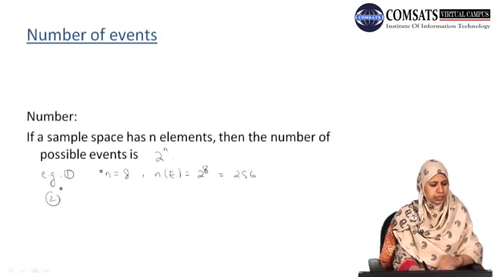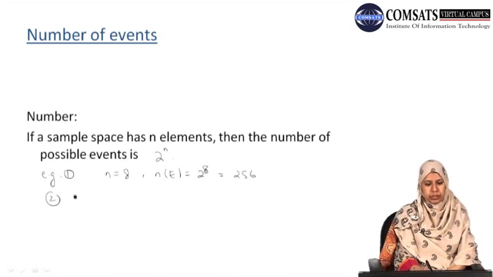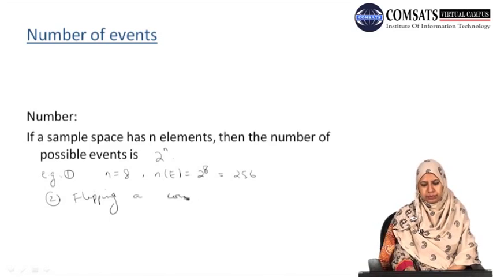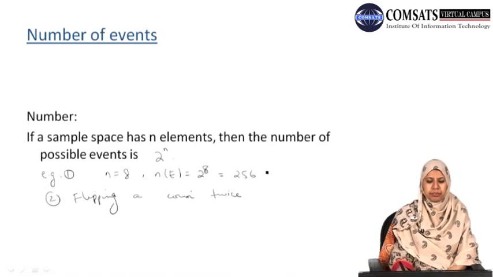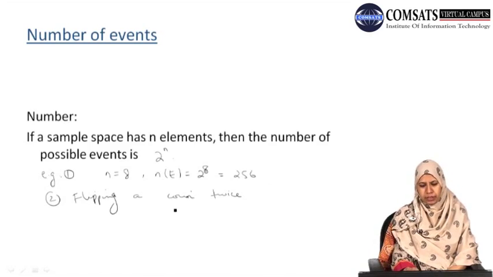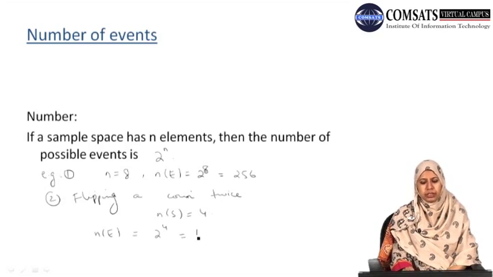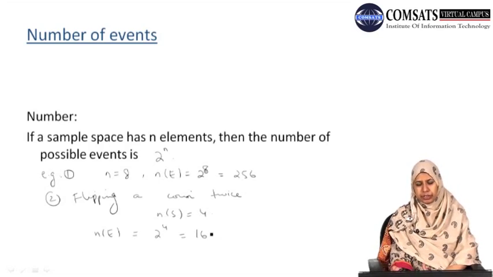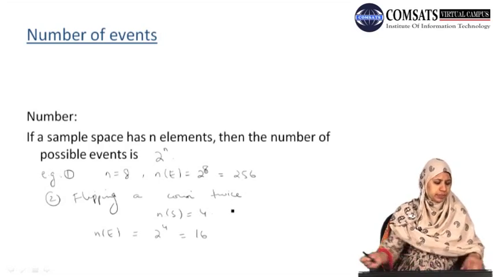Okay. For example, if we flip a coin twice, in this case, the sample space has 4 elements and the number of possible events which can be obtained from this sample space will be equal to 2 to the power 4. That is, we can obtain 16 possible events from this sample space.